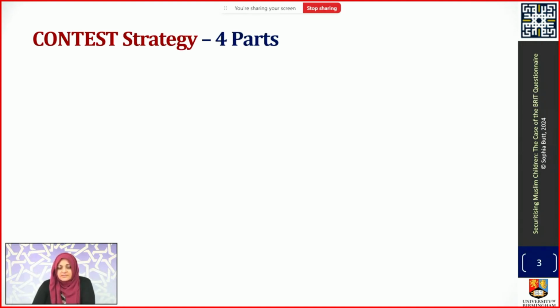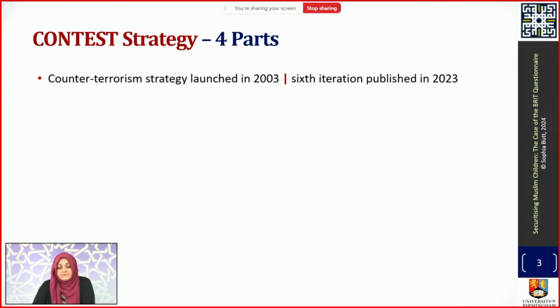So the UK's counter-terrorism strategy is called Contest. It's in 4 parts. It was developed in 2003, like most counter-terrorism strategies around the world, developed shortly after 9/11. And we're currently on our 6th iteration here in the UK. That was published in July of last year.